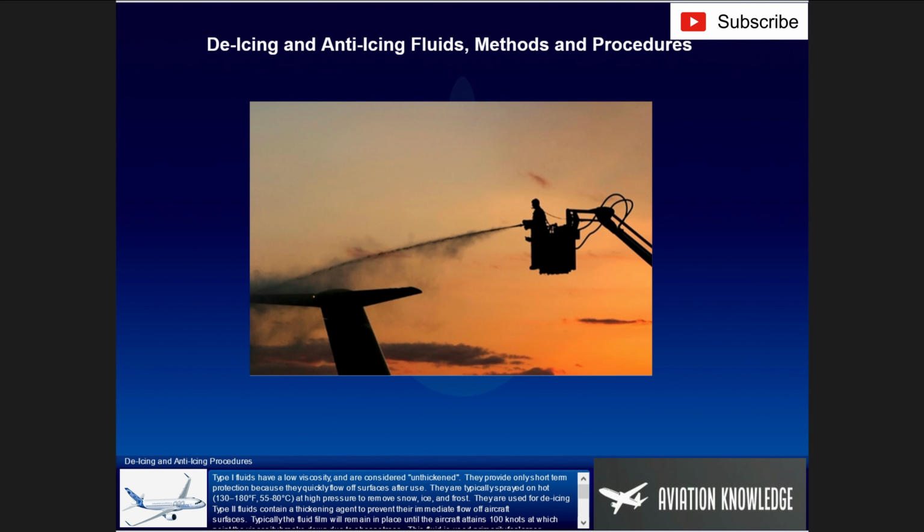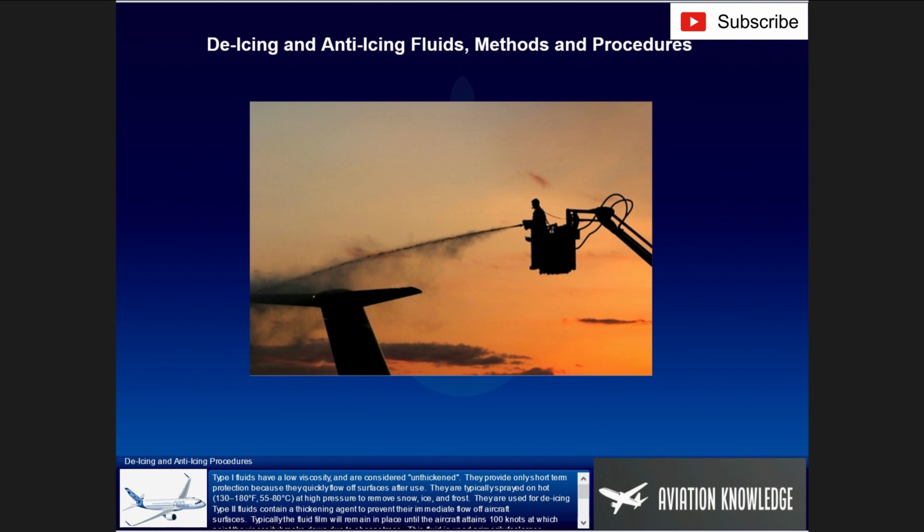Type 1 fluids have a low viscosity and are considered unthickened. They provide only short-term protection because they quickly flow off surfaces after use. They are typically sprayed hot, 130 to 180 degrees Fahrenheit or 55 to 80 degrees Celsius, at high pressure to remove snow, ice, and frost. They are used for de-icing.